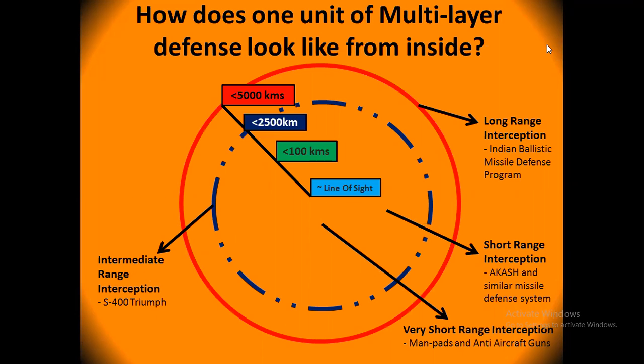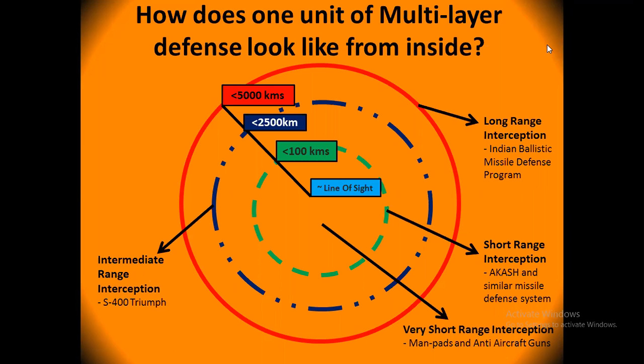So if you want to cover 5,000 kilometers, we use such kinds of missiles. For example, if a missile is coming from Pakistan or China or any other country, first Prithvi will be launched to destroy it at the entry level itself. Then comes the 2,500-kilometer range, which is the intermediate range, where the interception missile used is mostly the S-400 Triumph, which you can see here.